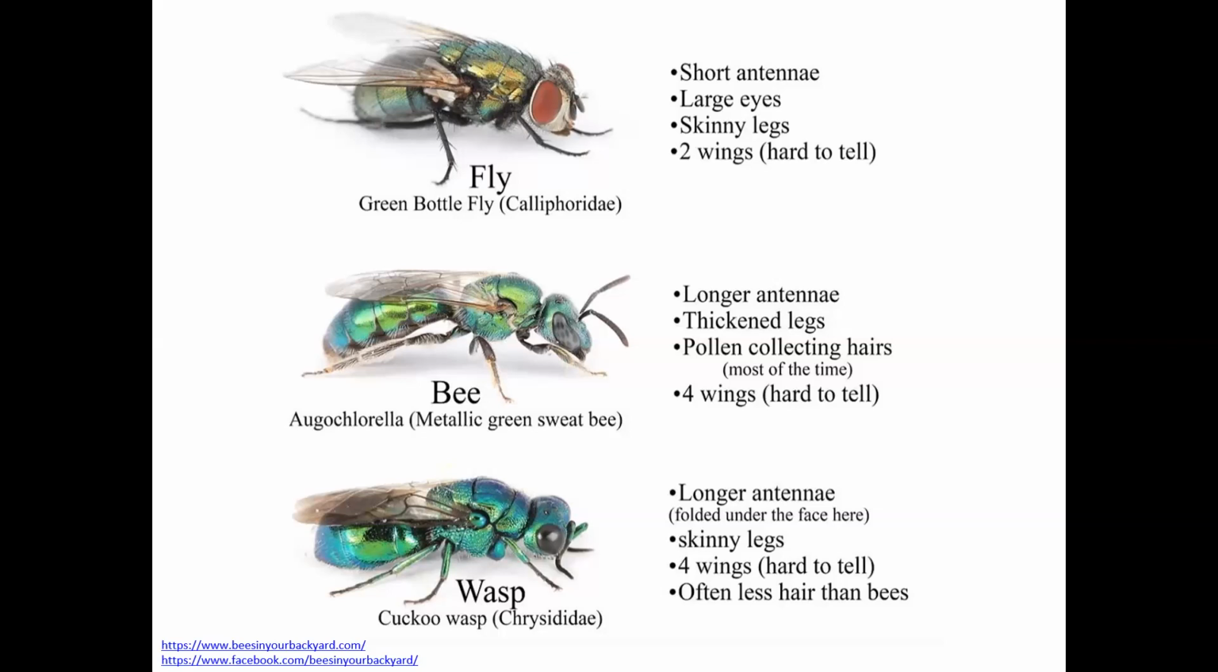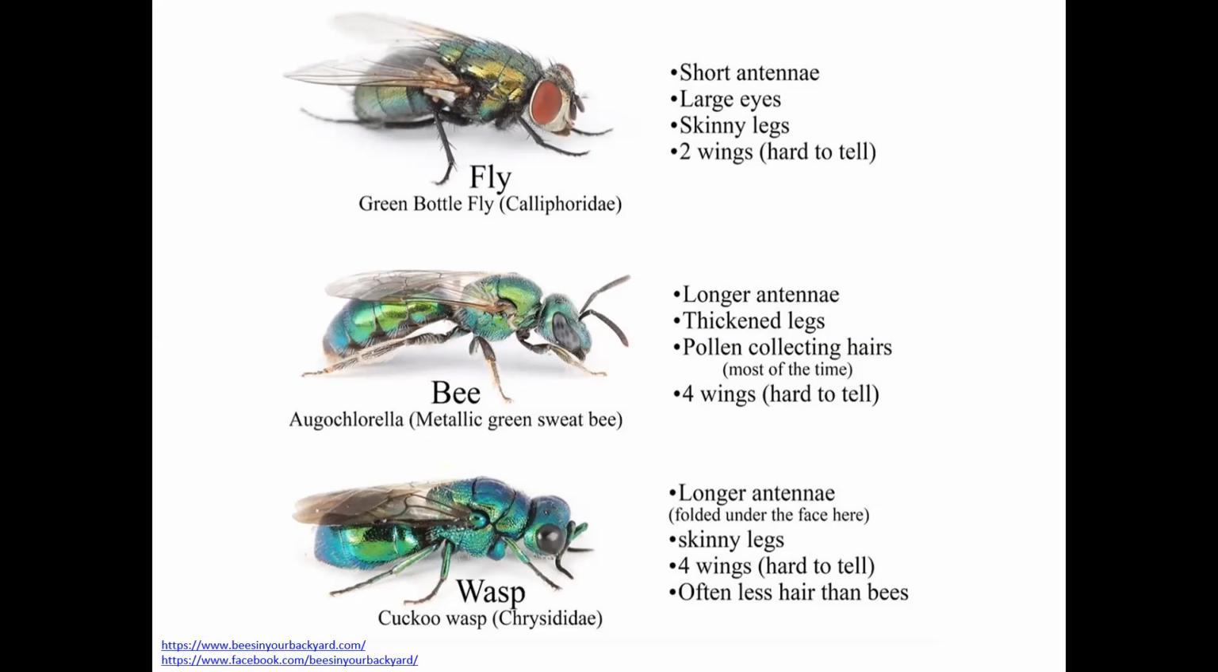We have green metallic sweat bees here in the genus Agapostemon. They seem especially attracted to yellow or orange flowers. So if you see something bright green on a flower, take a closer look. And if you see yellow pollen on its legs, that's a bee, not a fly. Flies tend to have short antennae, really big bulgy eyes and skinny legs. The other thing that's hard to tell is that flies have 2 wings, whereas every other type of insect has 4. Bees have longer antennae and thickened legs because they have those fluffy hairs on them to collect pollen. And then they have 4 wings.